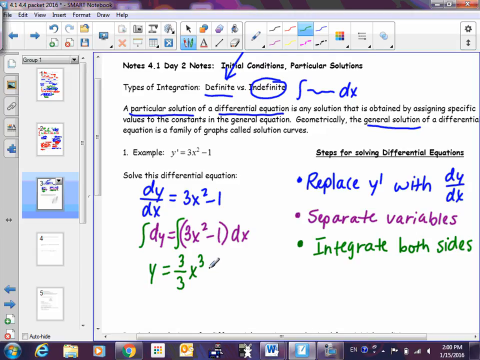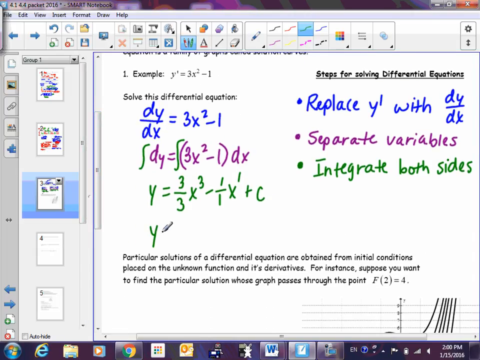I'm going to do the same thing here. Minus 1 over. Now there's no x here. So what was the power? 0. So what is the power now? 1. The power was 0. Now it's 1. Put that down there. And don't forget plus c.